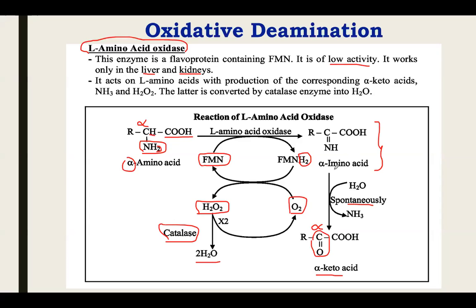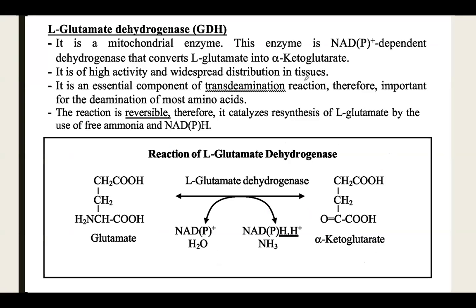Alpha amino acid is not important to memorize, but you should know that alpha amino acid is converted into alpha keto acid, which is the carbon skeleton of the amino acid. The second enzyme, very important, is glutamate dehydrogenase, and it is L also. L-glutamate dehydrogenase. Glutamate is glutamic acid. It contains the amino group in the alpha carbon. This is the carboxyl. The first neighbor is the alpha carbon. So glutamic acid has an amino group.